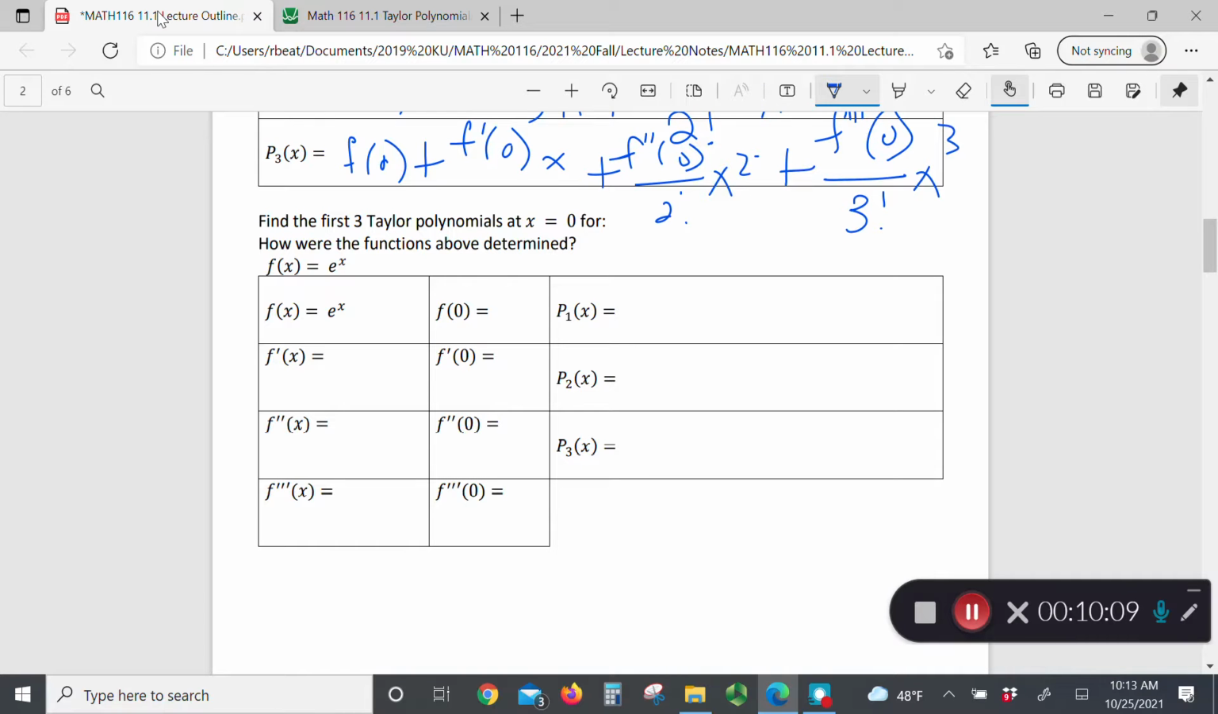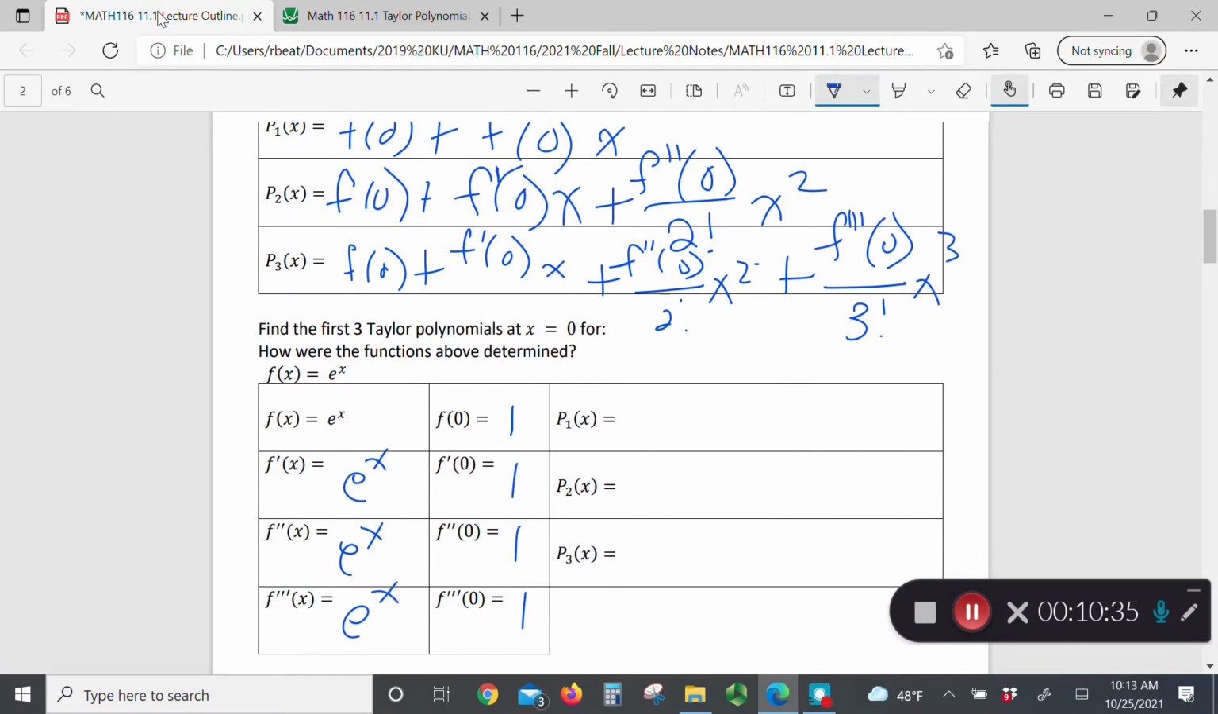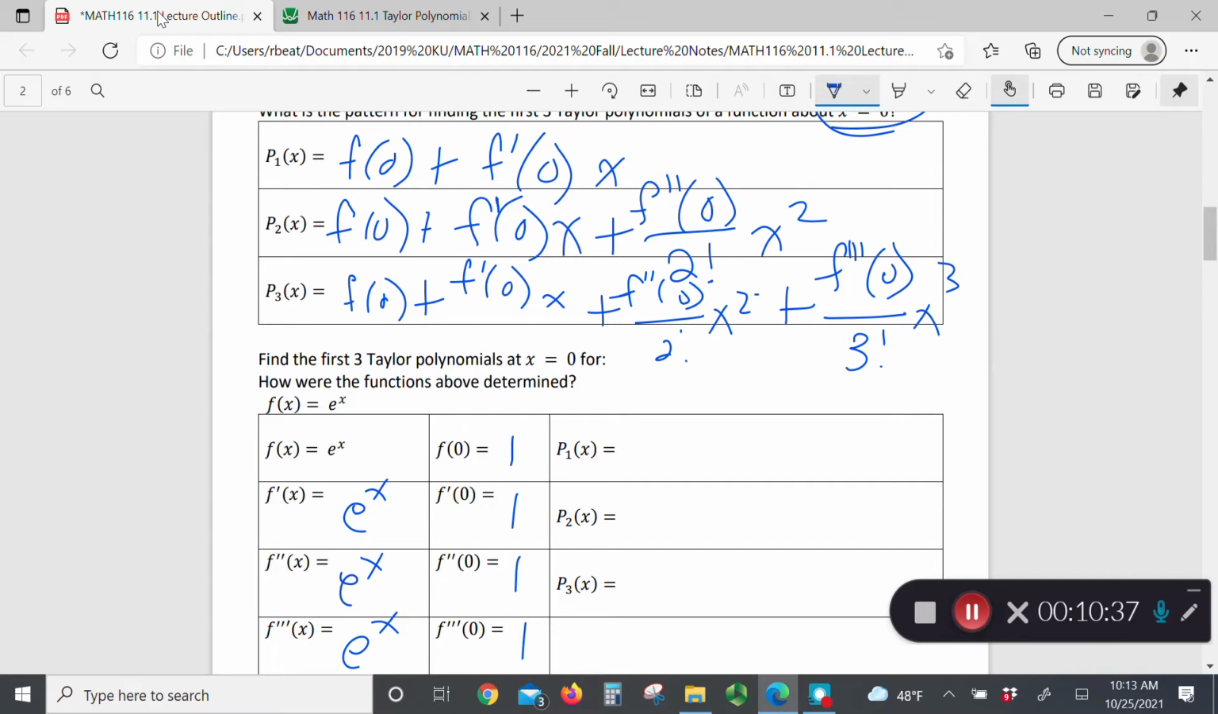So our function is e to the x. What's the first derivative? What's the second derivative? What's the third derivative? E to the x, right? And when I evaluate those at 0, I'm going to get the same value as well. So e to the 0th is 1. It's 1, it's 1, it's 1. So to get the first polynomial, remember I take the functional value at 0, so that's 1. And then I add to that the first derivative evaluated at 0 times x, so that's 1 plus x.